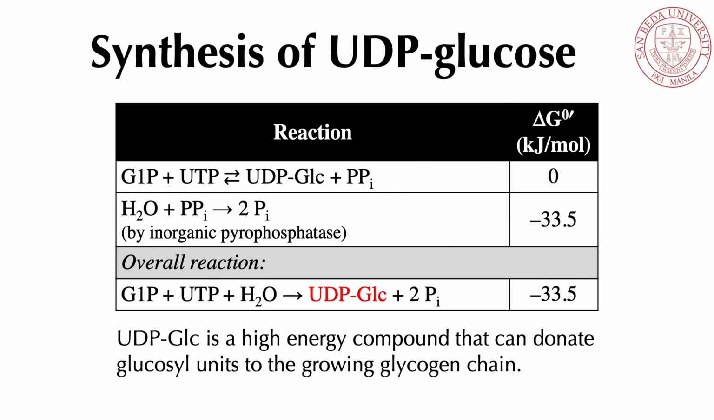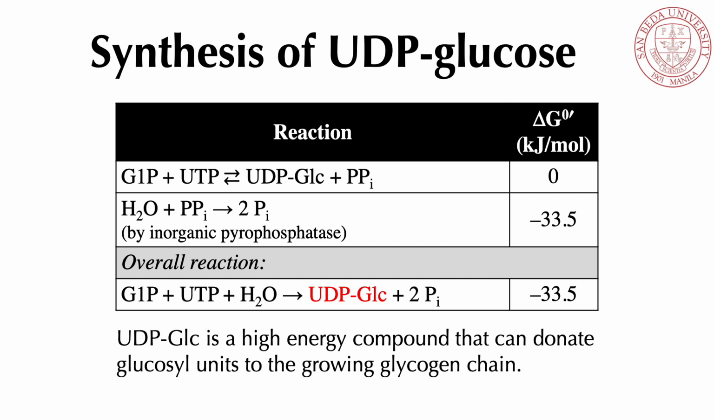Now, here is the summary of the synthesis of UDP glucose. Additively, the change in free energy amounts to negative 33.5 kilojoules per mole. UDP glucose now has the high energy bond. When this high energy bond breaks, it would release enough energy to create a glycosidic bond between the glucose 1-phosphate unit and the end of the growing glycogen chain.